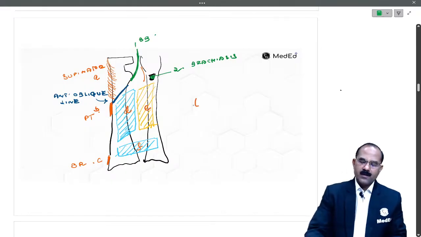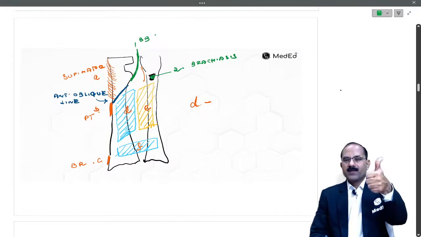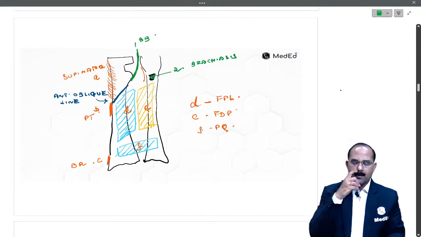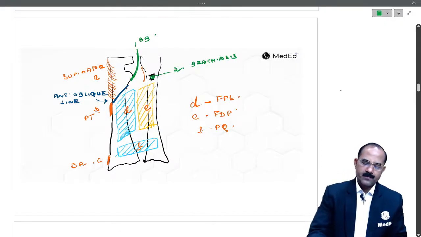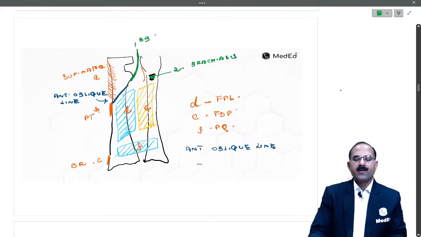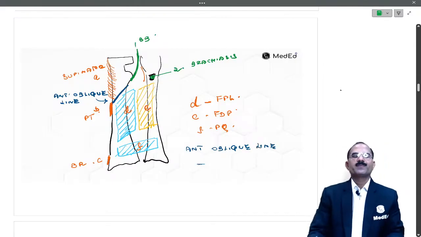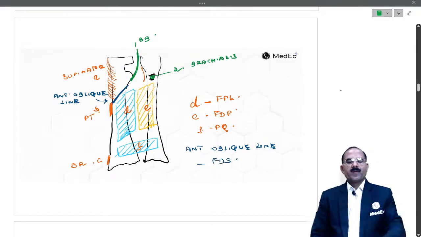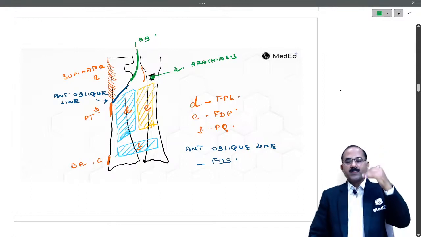What is D? D is a muscle which begins from the radius, goes to the thumb, causes flexion of the thumb. That is flexor pollicis longus. What is E? The flexor digitorum profundus. And what is F? The pronator quadratus. And what arises from the anterior oblique line? Any guesses? The flexor digitorum superficialis.